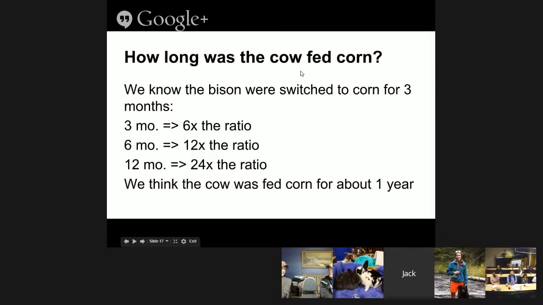How long was the cow fed corn? We know the bison were switched to corn for 3 months. So for 3 months, it would be 6 times the ratio. And for 6 months, it'd be 12 times the ratio. And for 12 months, it'd be 24 times the ratio. We think the cow was fed corn for about 1 year.